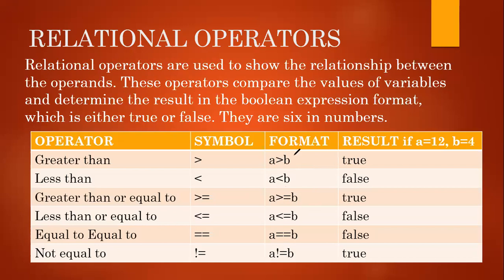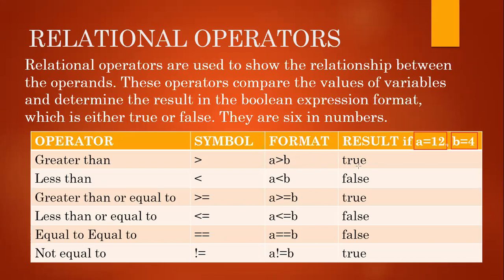You will find that it will result in either true or false depending on the values. So assume the value of A is 12, and the value of B is 4. So let's see: if I write A as 12 and B as 4, and I give the condition A greater than B, what will it evaluate?